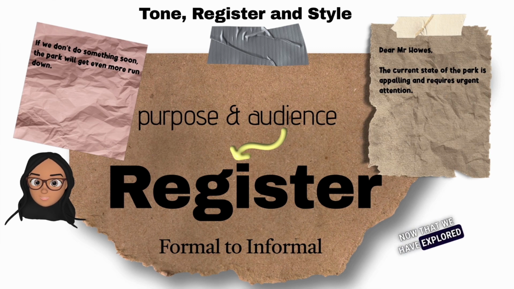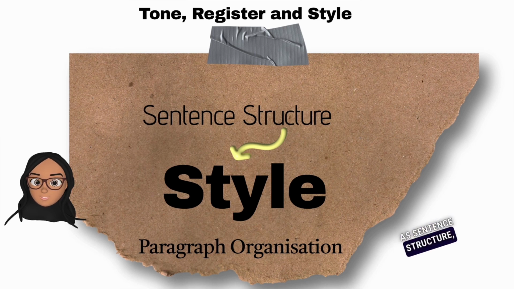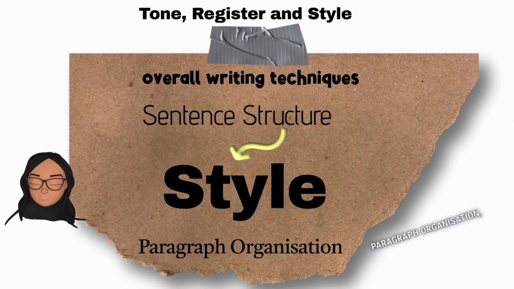Now that we have explored the concepts of tone and register, let's move on to style. Style refers to the way in which the entire text is put together. It encompasses elements such as sentence structure, paragraph organization, and overall writing techniques. Style adds personality and flair to your writing, making it unique and engaging.